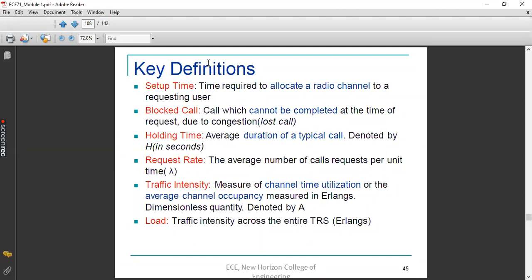Traffic intensity is measured in terms of channel utilization time or occupancy time, whereas while measuring the load, we need to consider the entire traffic intensity of the radio system. What do you mean by TRS? TRS is the short form of trunked radio system. Hope you got the concept of all these 6 terminologies: setup time, blocked call, holding call, request rate, traffic intensity, and load.